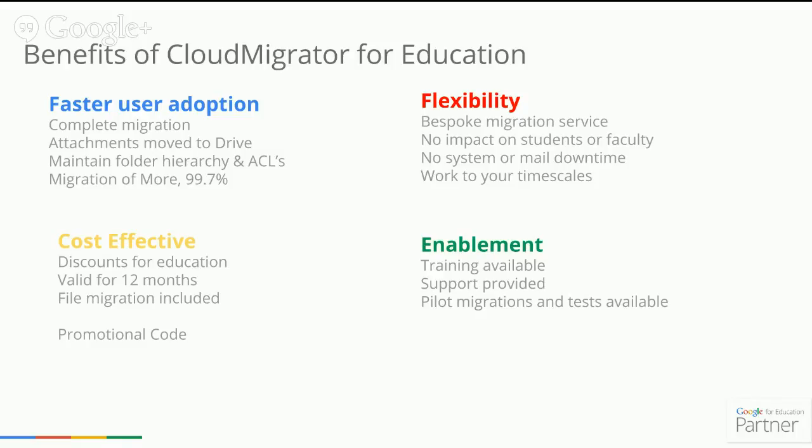And then when it comes closer to the go live date, say the weekend before, we do a final Delta migration. It migrates a couple of months worth of data, which is a lot smaller, and that allows for a really seamless transition for your users with no impact. And it also allows us to work to your timescales as well.